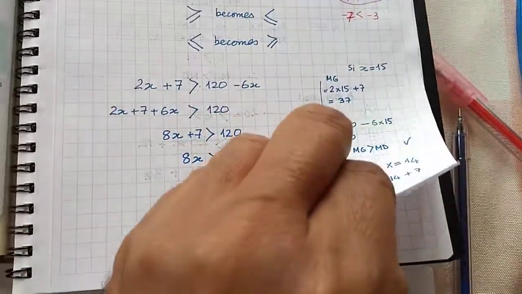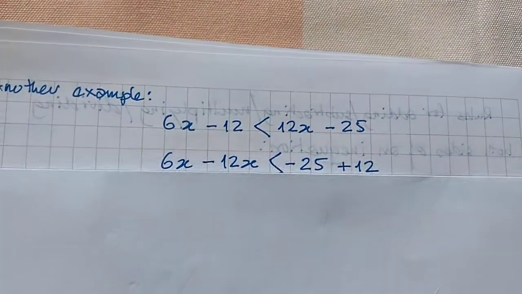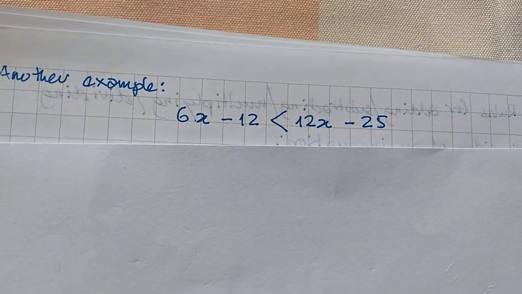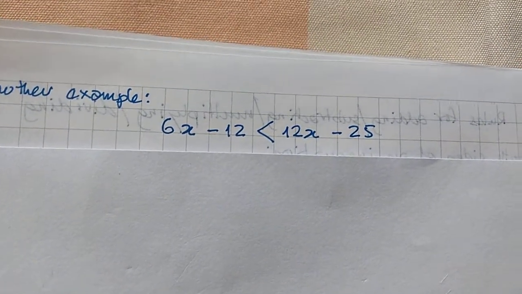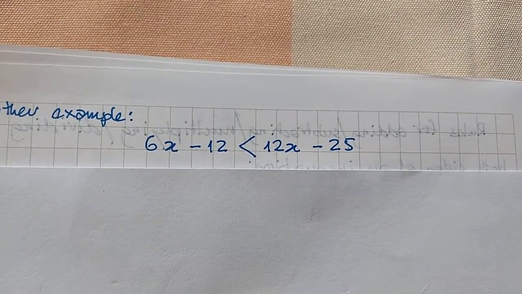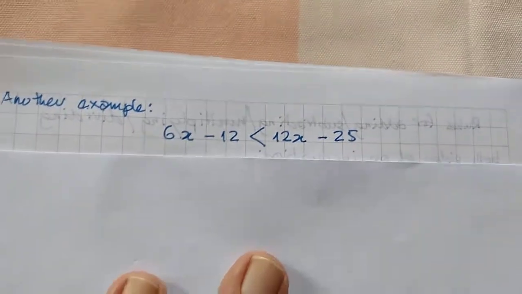Okay, so let's take another example, and in this example we will actually see the sign changing. I've chosen an example where the sign flips. Okay, so this is the inequation 6x minus 12 is smaller than 12x minus 25. Please solve this. So how do we do this?